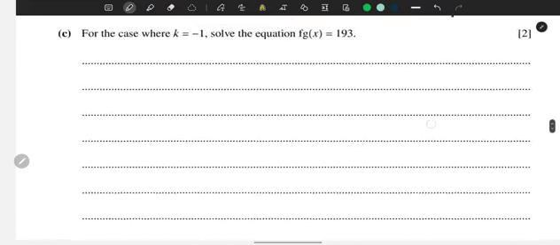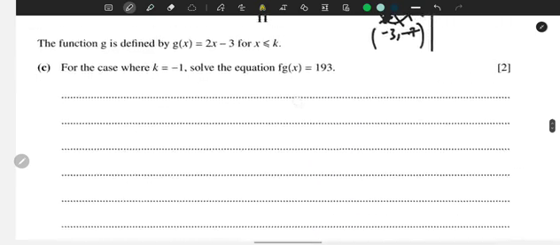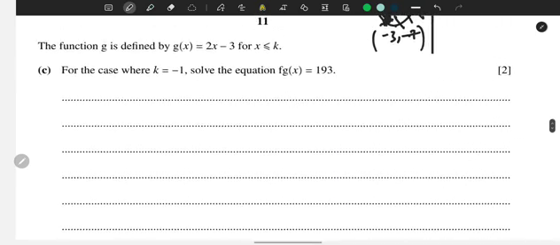Okay, now moving on to the next one, which is for the case where the function g is defined by g of x equals x minus 3 for x less than or equal to k.